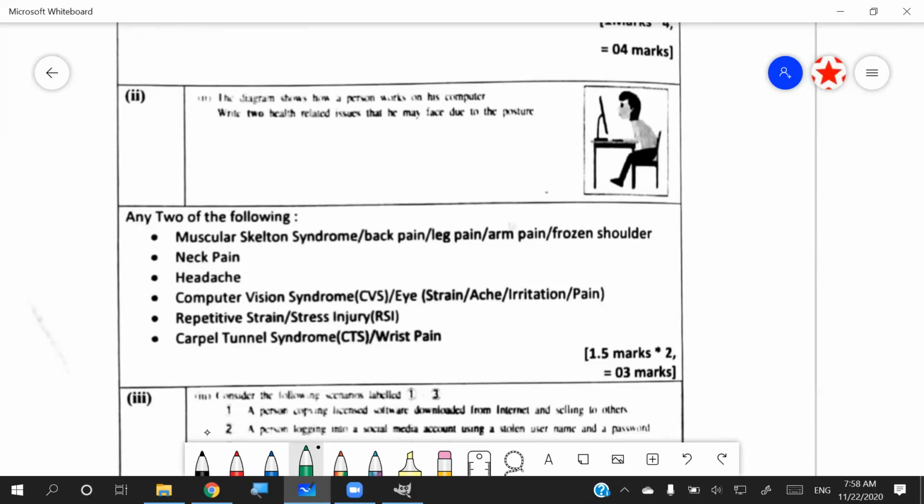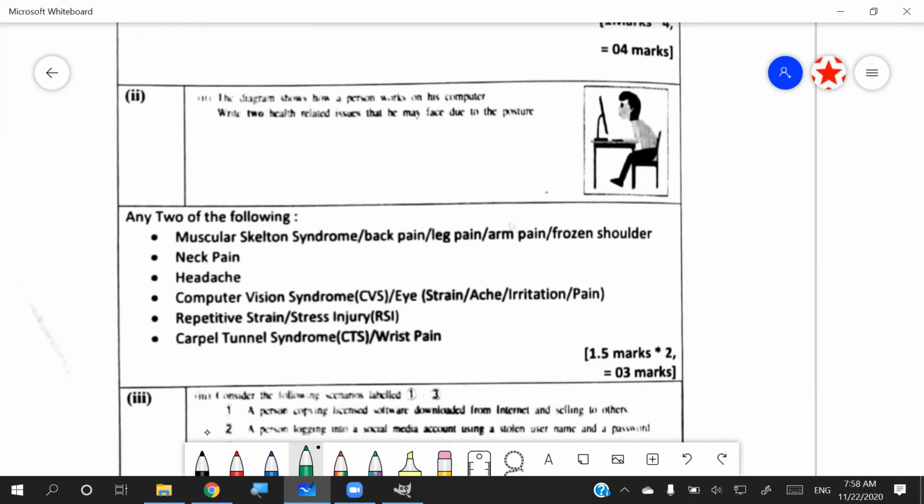Yeah, even though they have given that answer, it's not a very clear one, because from his elbow the entire part is on the table. So I don't think it matters. The picture is not very clear whether he's going to have carpal tunnel syndrome or wrist pains, but you can still take the marks for that, right?